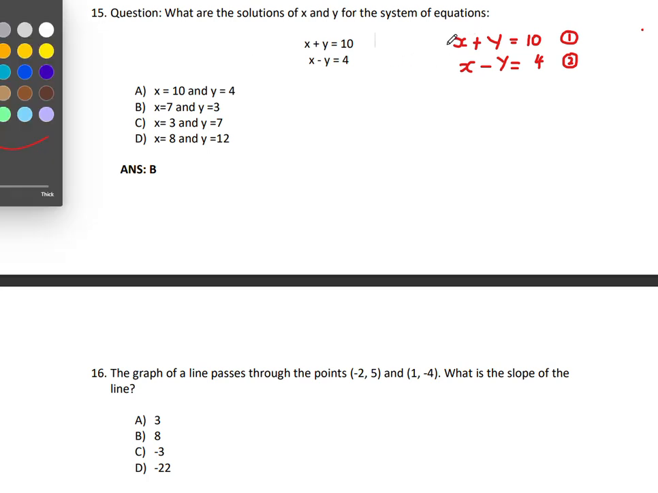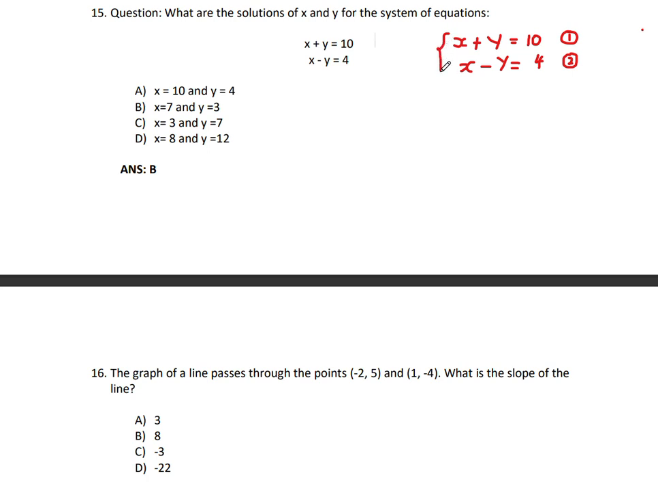Recognizing that I have one unknown with different signs, I'm going to go right ahead and add the equations. I'm going to add equation 1 to equation 2. So when I add equation 1 to equation 2, I'm going to add each term in the first equation to the corresponding term in the equation below. So when I add x plus x, firstly, I'm going to get 2x.